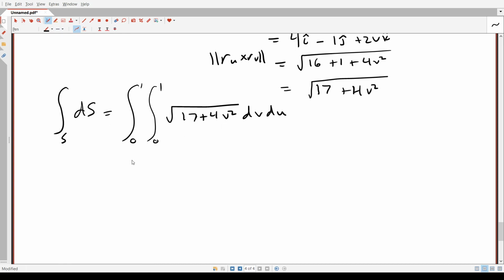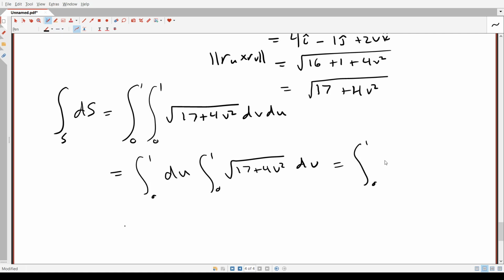So this only depends on v, so I can factor it out of the du integral, and what I end up with is integral from 0 to 1 du, integral from 0 to 1, square root of 17 plus 4v squared dv. So that's just going to be 1. So whatever this is, it's going to be the integral from 0 to 1, square root of 17 plus 4v squared dv. Okay, real quick, I'm not going to work this integral all the way out, but how would I integrate this?